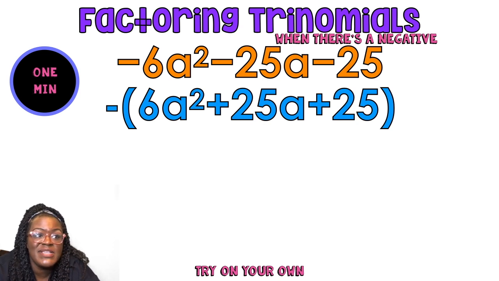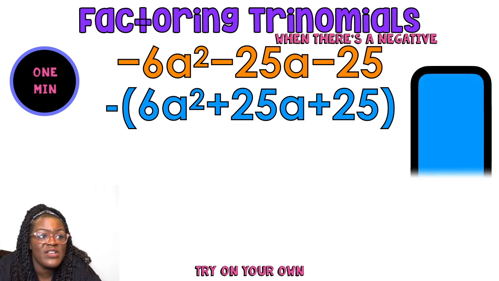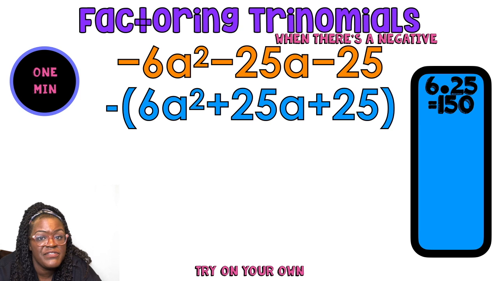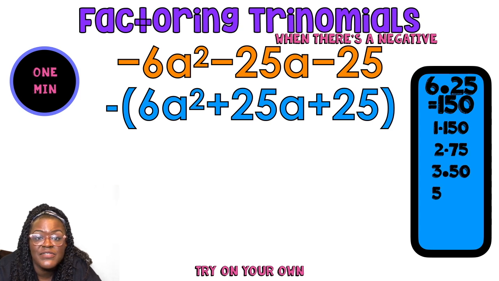Okay. So take out the negative, leave everything else, change the signs. But the inside of this problem is an A is greater than one problem, so my life is a little bit more complicated. I have to do 6 times 25, which is 150. I have to find factors of 150. That is going to be 1 times 150, 2 times 75, 3 times 50. 4 doesn't go into 150, but 5 times 30 does. 6 times 25 does. And 10 times 15.